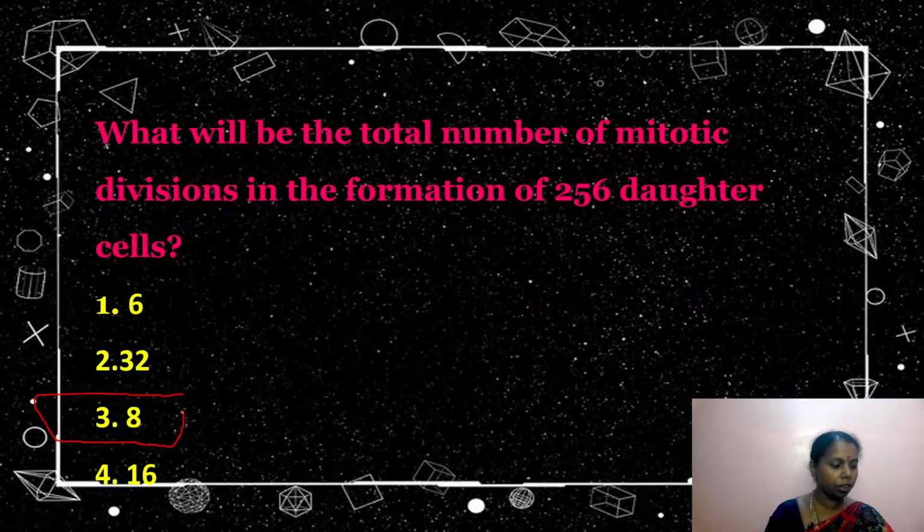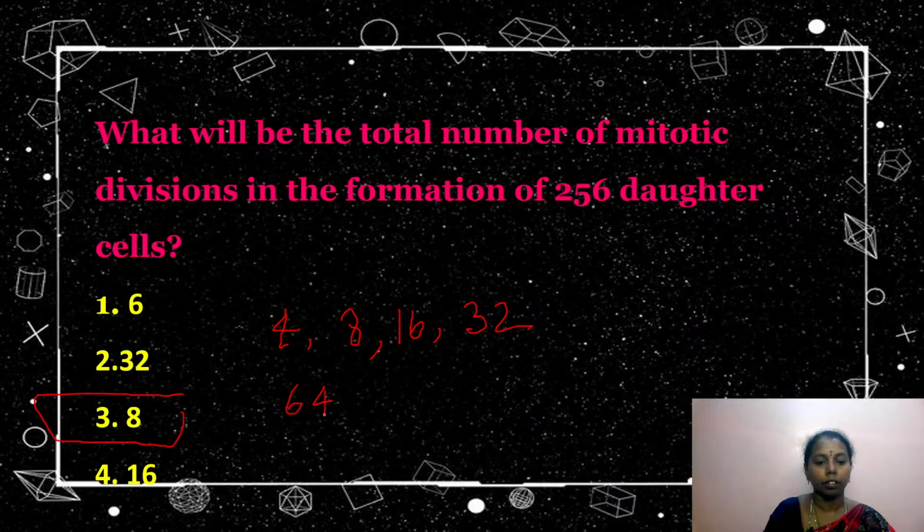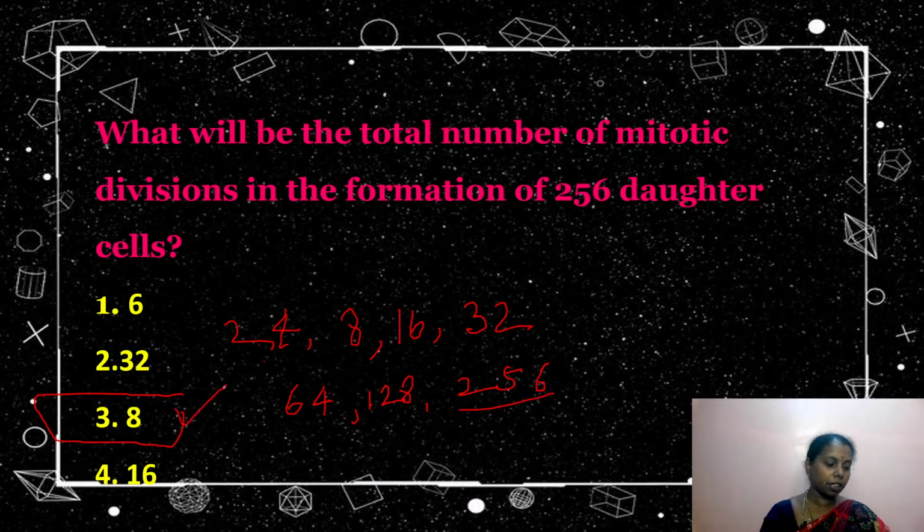Very correct answer, Jeevan. Yes, how is it 8? 2 to the power. If you multiply, the first time we get 2, then 4, then 8, then 16, 32, 64, then 128, and finally 256 on the 8th time. So 8 is the very correct answer, children. Very good. Excellent. You're all rocking.